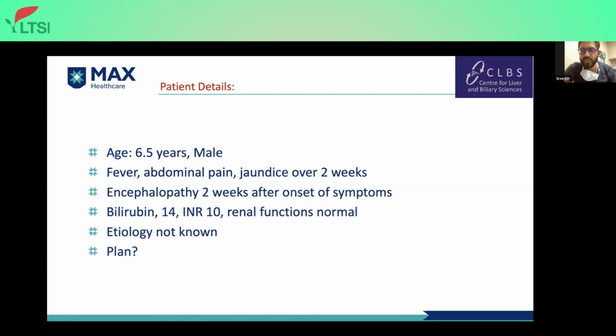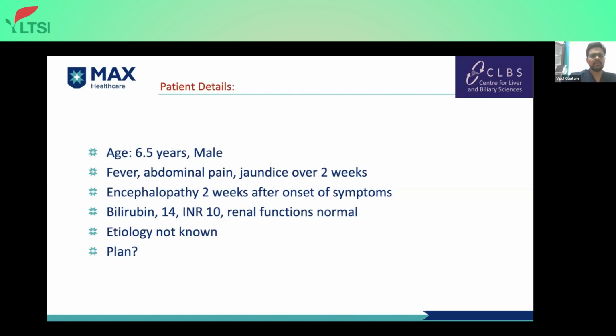So the diagnosis, we know, is clearly acute liver failure, and the duration between the jaundice and encephalopathy is almost 14 days. And we don't have an etiology. So when such a child comes to us, what would be your plan of action? Dr. Vipul, are you on board?